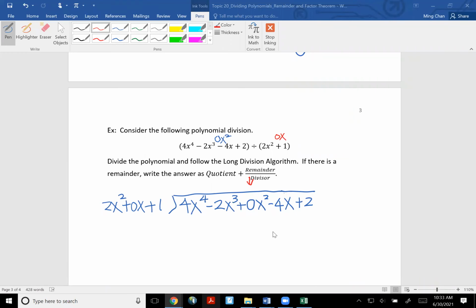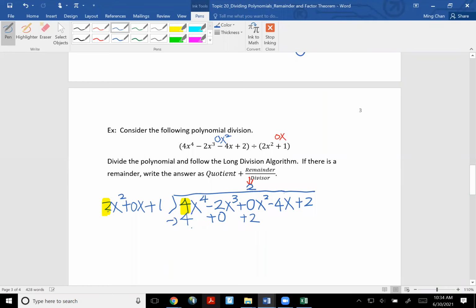give this a try. So the first quotient is gonna be on top of the 0x squared. Step number 1, take the first term on the outside, go into the first term in the inside. 2 goes into 4 2 times. So I put the 2 on top of the 0x squared. Once I put this quotient on top, I multiply the 3 terms on the outside. 2 times 2 is 4, put below the first term. 2 times 0 is 0, put below the second term. 2 times positive 1 is positive 2, put below the third term.